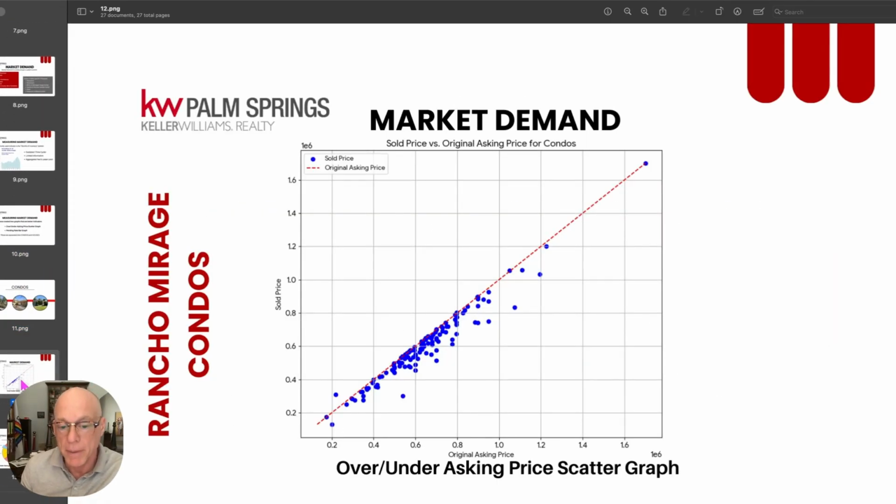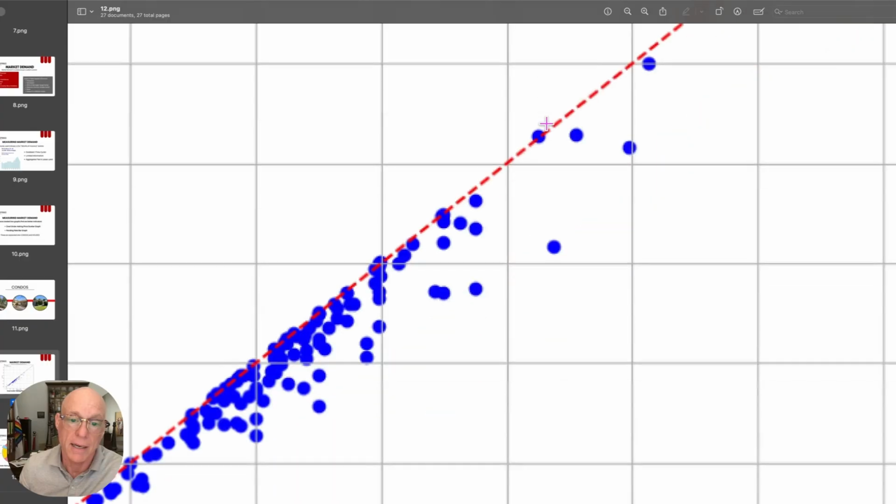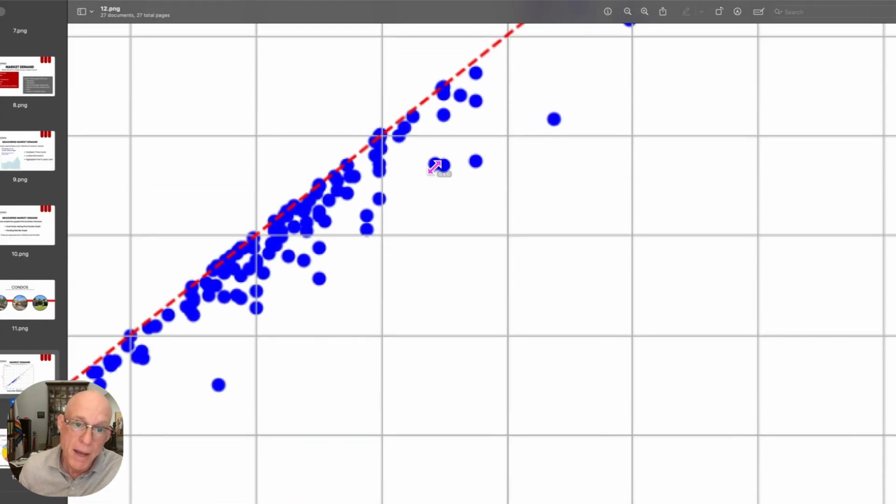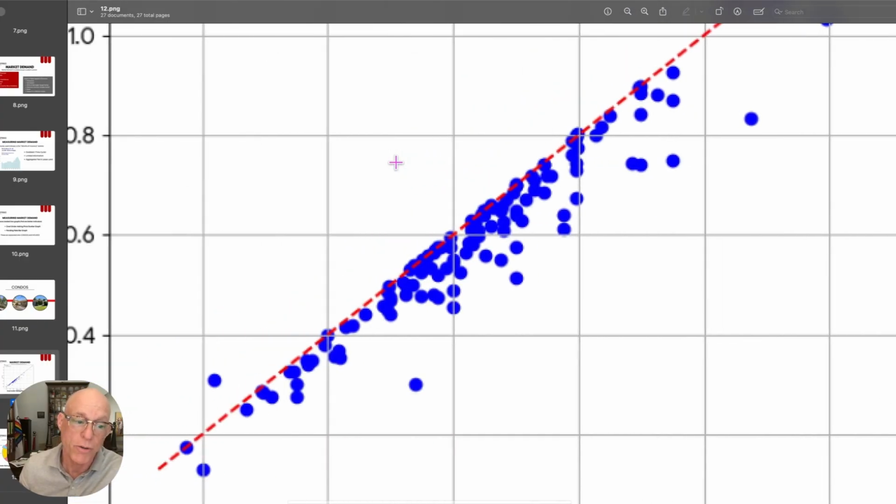On a market demand basis, over asking seller's scatter graph, each of these blue dots represents a sale in relationship to the asking price, which is the red line. And as you can see very quickly, most of these things have sold under asking. And there's just nothing we can do about that. Very few, if any, are over. Here we have one down here at the lower price point that went over the asking price.